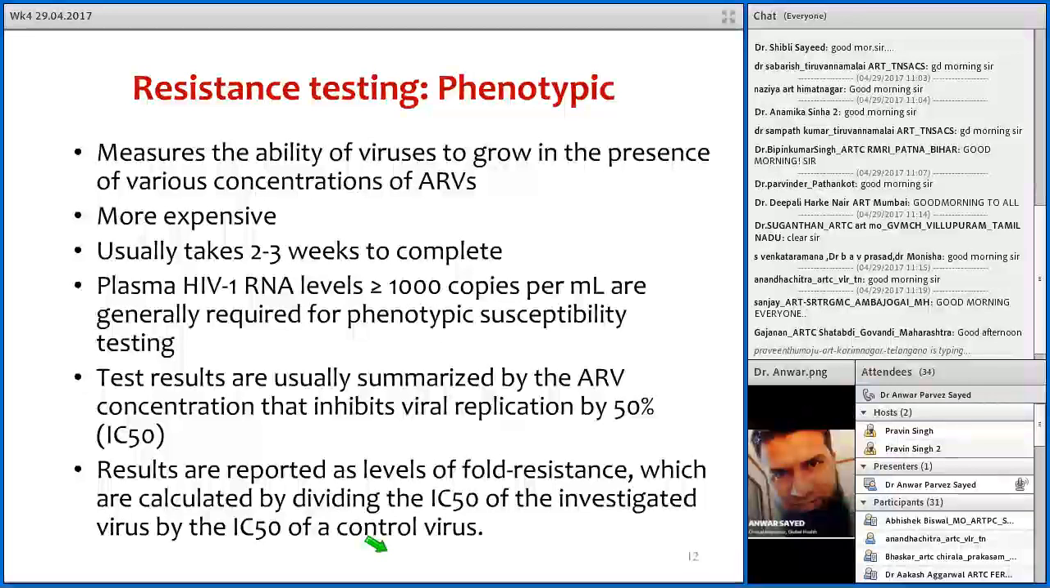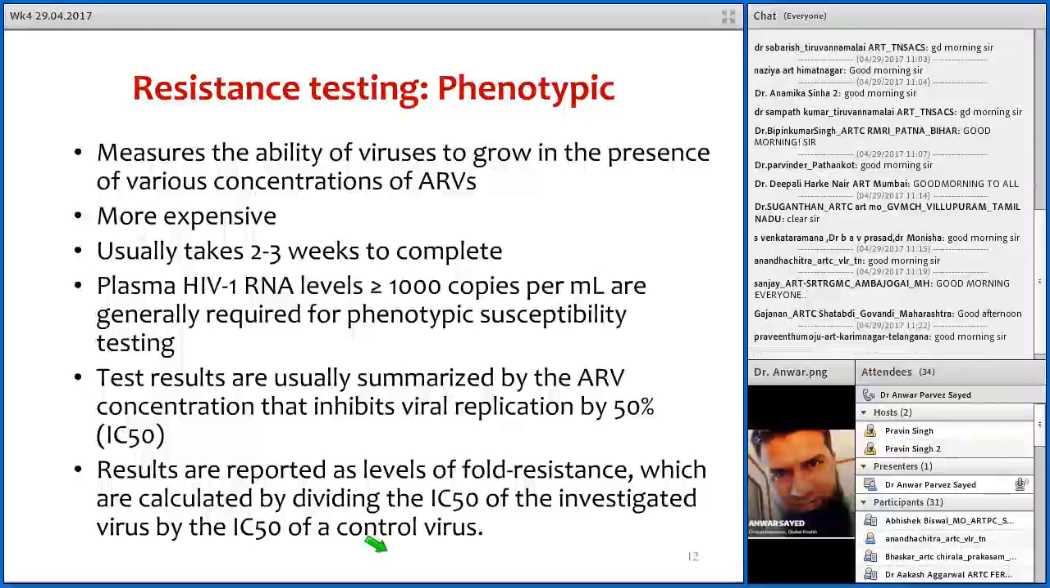So it can only be used if a person has very much experience with ART and has used almost all the drugs. I'll not go into details of that. Please remember that it is expensive and it is not being used: phenotypic resistance testing.